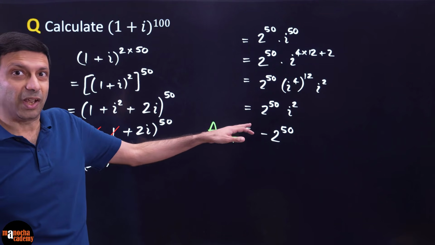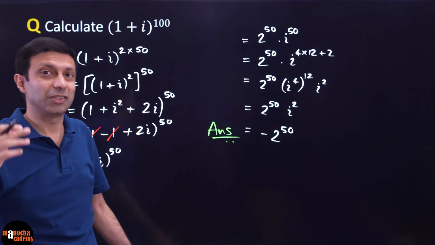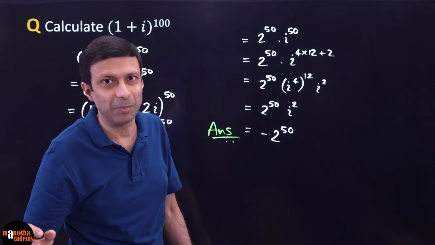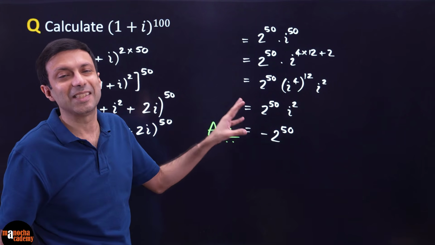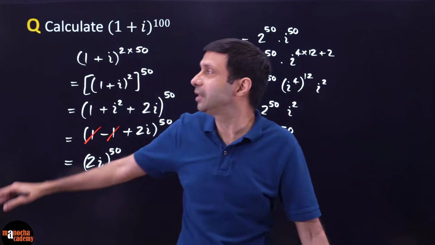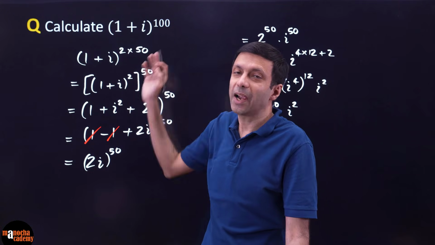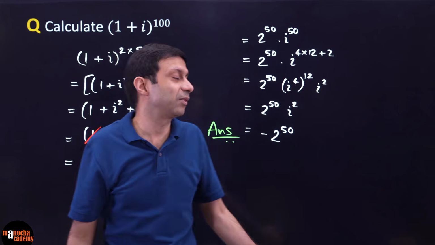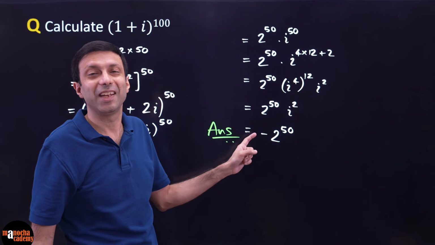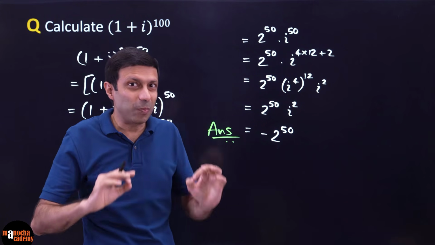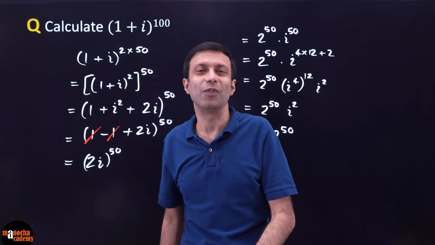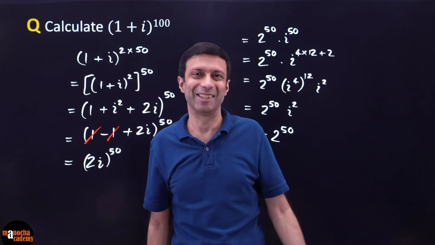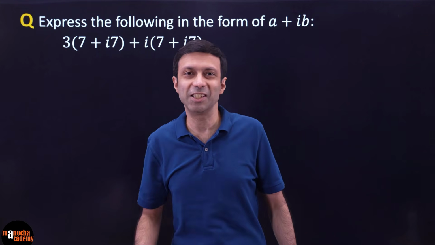Of course, the answer is very huge, right? Because 2 to the power 50 means 2 times 2 times 2, 50 times. But obviously, we are not going to write that answer. We're going to leave it in this exponent form. But see how we simplified this. (1 plus i) to the power 100 was finally worked out to minus 2 to the power 50. So please use these tips and tricks that I've shown you, and you'll find solving these questions very easy. Now go ahead and try this question.